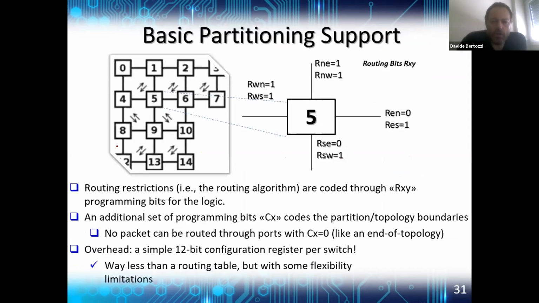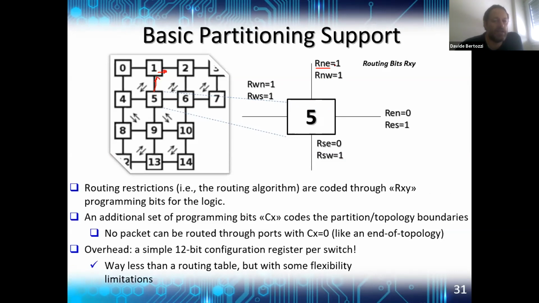Let's go into some implementation details. Every switch, for instance here switch number 5, needs to have some configuration bits of the routing logic. And the most obvious configuration bits are the routing restrictions for the next hops. For instance, here you have routing restriction routing northeast, which means that if you route a packet to the north, and then you want to go east, this is legal. There is no restriction to do that.